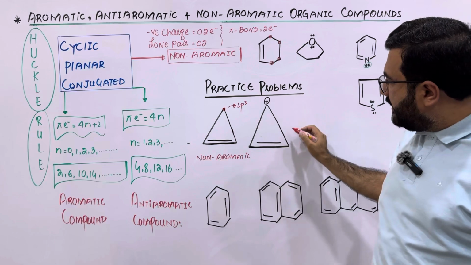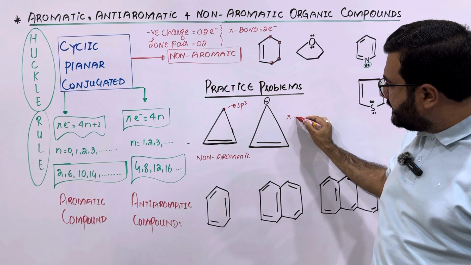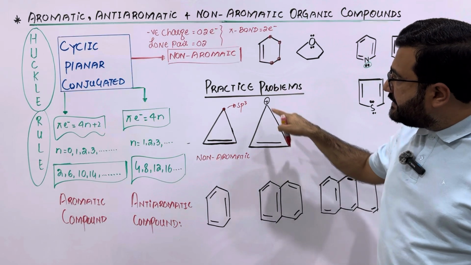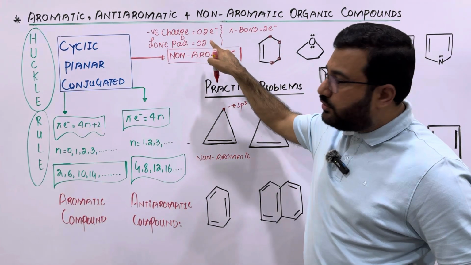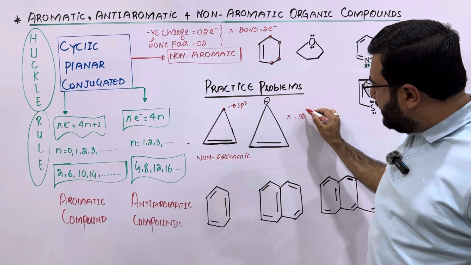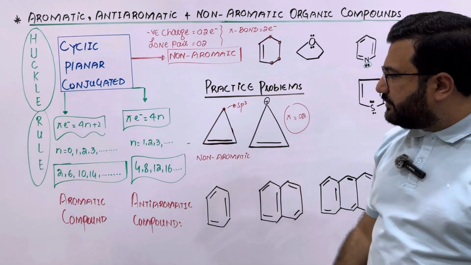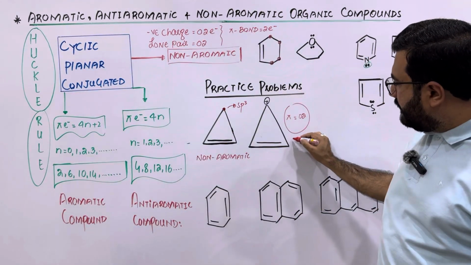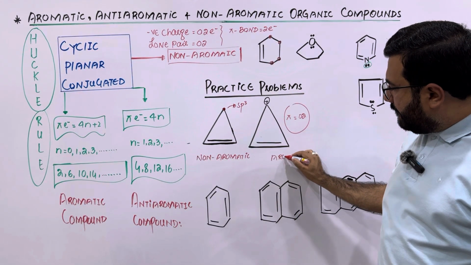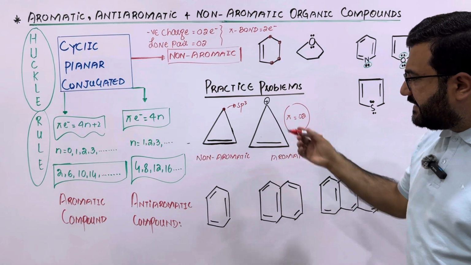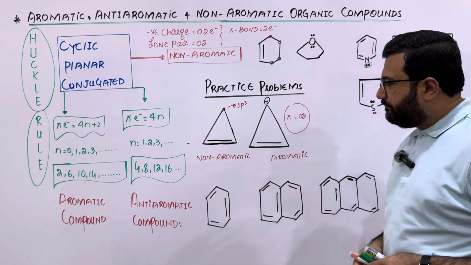Now we will calculate the number of pi electrons. My dear students, there is only one pi bond. There is no negative charge. There is no lone pair of electrons. So one pi bond is equivalent to two pi electrons. So it has two pi electrons, and according to Huckel's rule, this should be an aromatic compound. So this one is an aromatic organic compound.